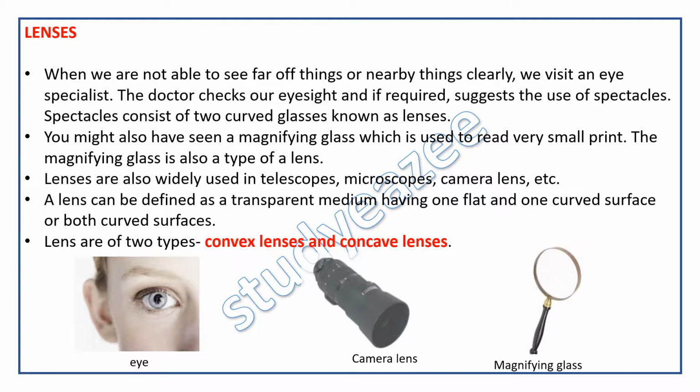A lens can be defined as a transparent medium having one flat and one curved surface or both curved surfaces. Lenses are of two types, convex lenses and concave lenses.